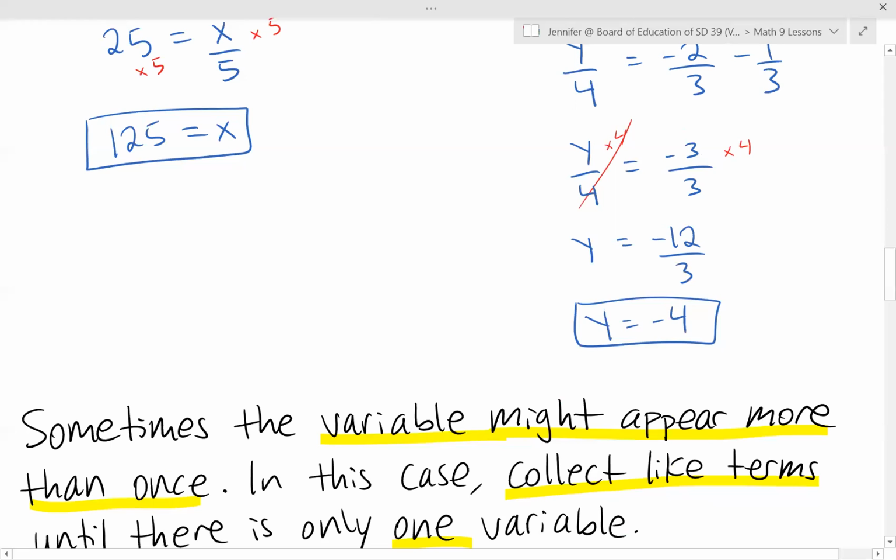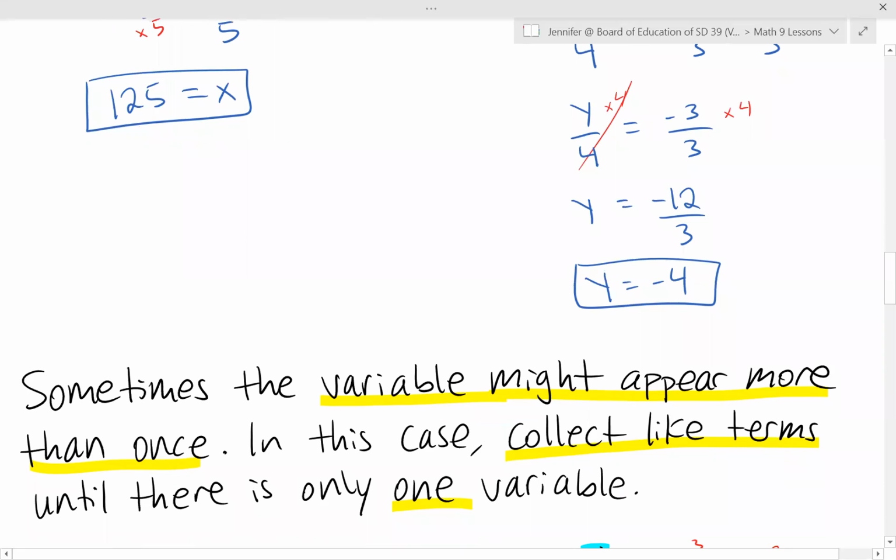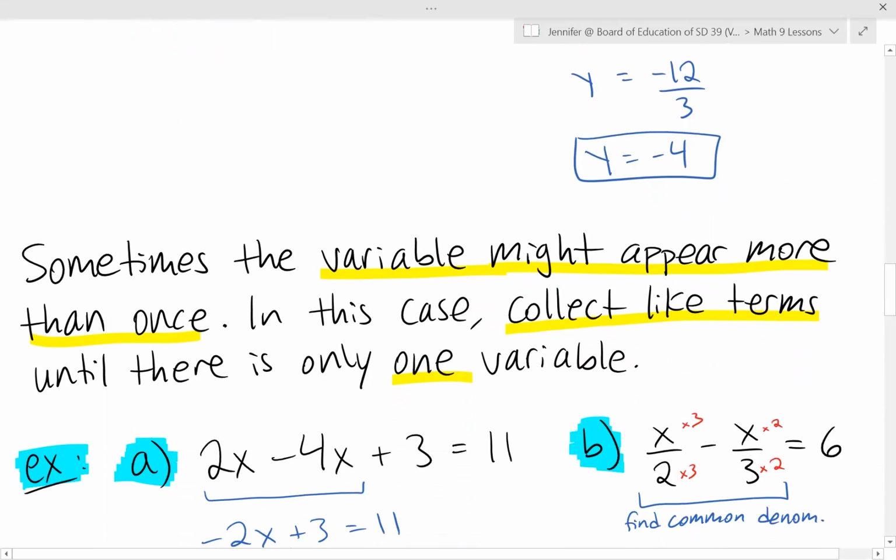So sometimes the variable might appear more than once. You won't have two different variables, but the same variable might show up more than once. In this case, you just have to collect your like terms until there's only one variable left. Remember, collecting like terms is from chapter 4 on polynomials.